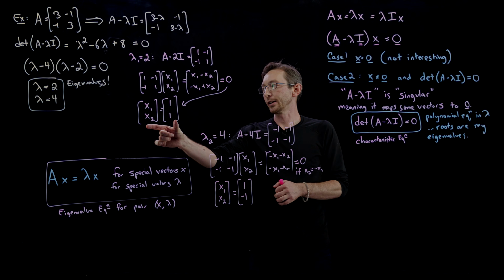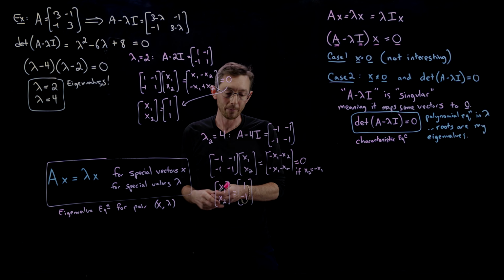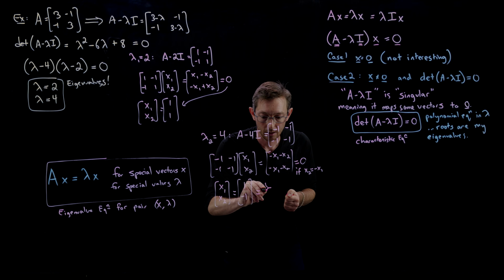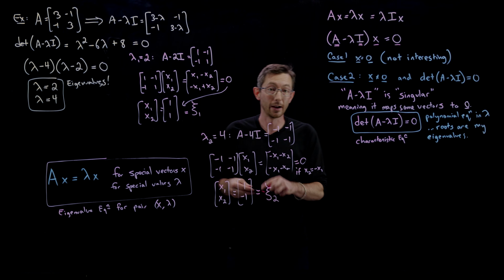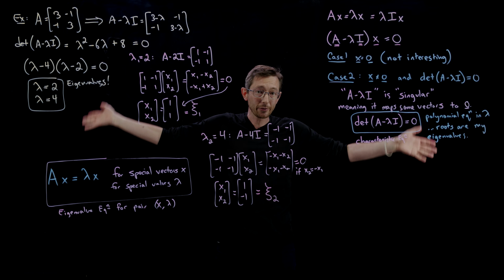So this is an eigenvector corresponding to lambda 2, and this is an eigenvector corresponding to lambda 4. And these are exactly the same eigenvectors. This is xc2, and this is xc1 that we found before. Okay, good. That's everything I wanted to show you.